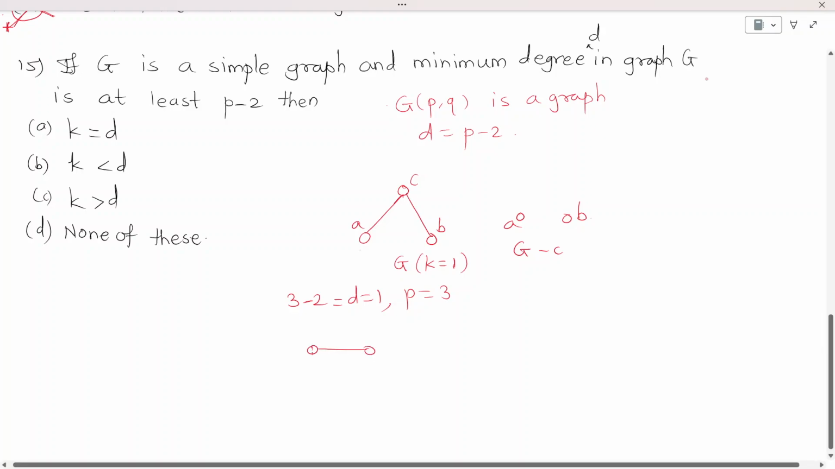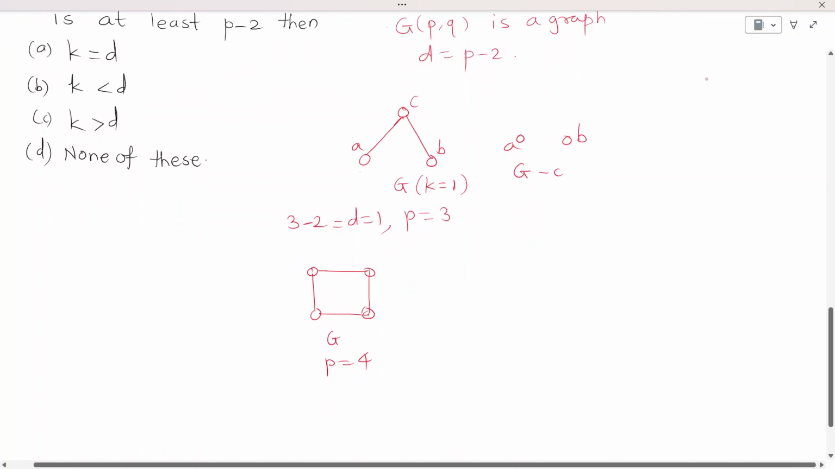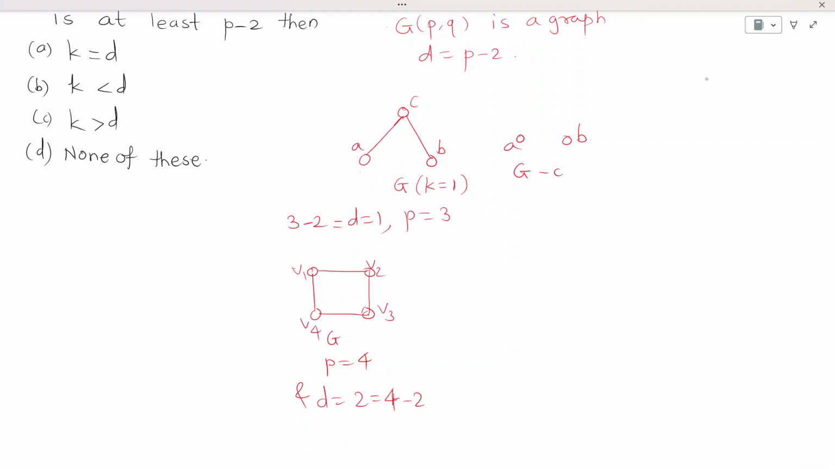So for this graph G, K is equal to 1. Now I am considering this graph. For this graph, P is equal to 4 and D is equal to 2, that is 4 minus 2. We should have D is equal to P minus 2. This is V1, V2, V3 and V4. So if I remove V1, then graph will be V2, V3, V4. That is not disconnected graph. So we have to remove another one vertex. So I am removing V3. Then graph G minus V1 minus V3 is a disconnected graph. So for this graph, K is equal to 2.